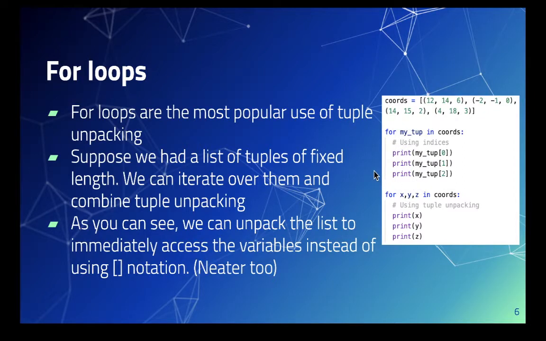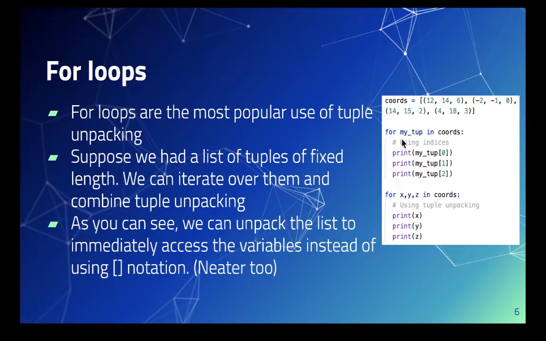Another way that's useful is to use tuple unpacking inside for loops. So one thing is, suppose we had a list of coordinates, building off of the example on the previous slide. Let's say we had a list of tuples, each having 3 elements, for example. So in this case, the first coordinate, x, y, z, is the points 12, 14, 6. The second point is -2, -1, 0. The third point is this, and so on. There are 4 points in this list.